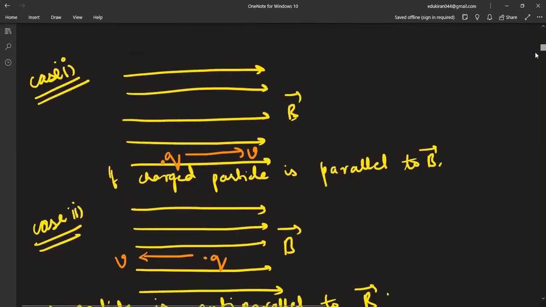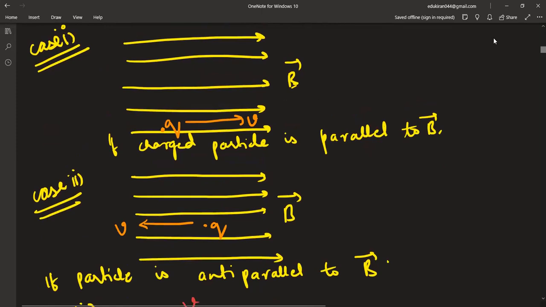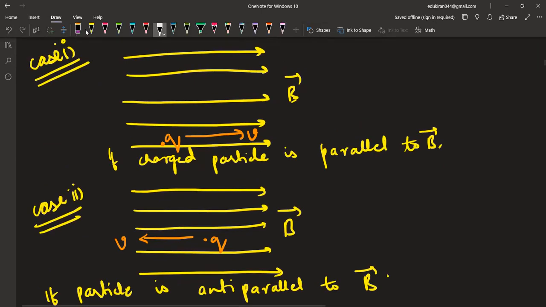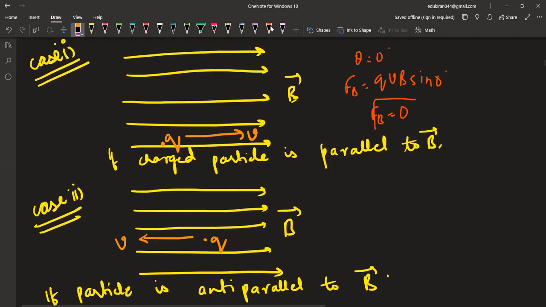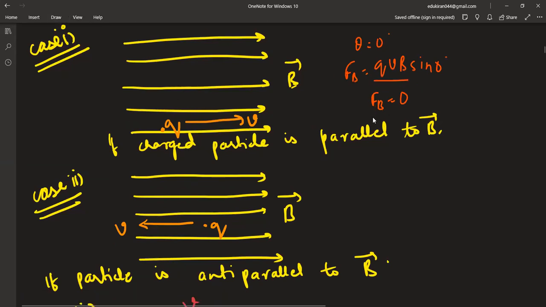Now, regarding this formula, there are 4 cases which we have to discuss. 2 let us discuss, then you can write it down. If the direction of velocity of the charge is the same as that of the magnetic field, here the value of theta will be 0 degree. So F_B will be QVB sine 0, so the magnetic force will be equal to 0.